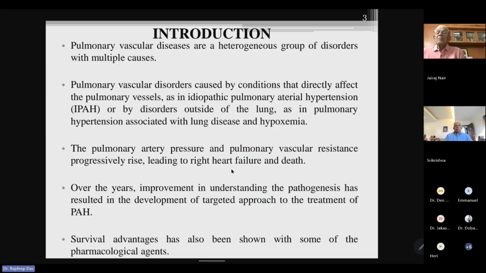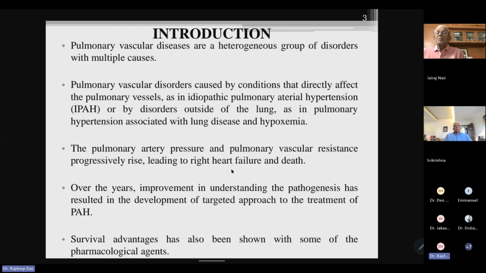Pulmonary vascular disorder is caused by conditions that directly affect the pulmonary vessels, as in idiopathic pulmonary arterial hypertension, or by disorder outside of the lung, or as in pulmonary hypertension associated with lung disease and hypoxemia.